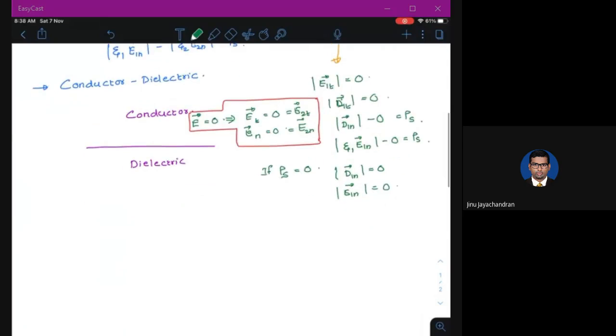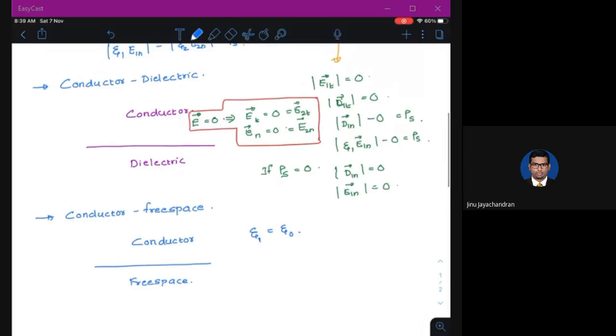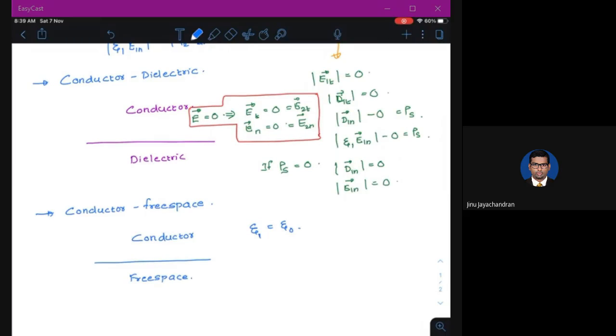I can also have a relation for a conductor free space boundary, okay, in which you have a conductor on one side. Instead of dielectric, you have free space. So what is the specialty of free space? For free space, the value of permittivity is equal to epsilon 0. So epsilon 1 equal to epsilon 0. So again, you can deduce these values from the dielectric boundary conditions. Okay. So wherever there is epsilon 1, you substitute epsilon 0, you will get the answer.